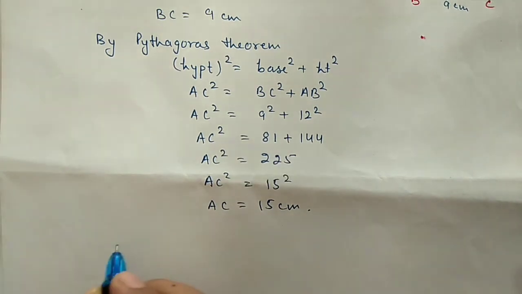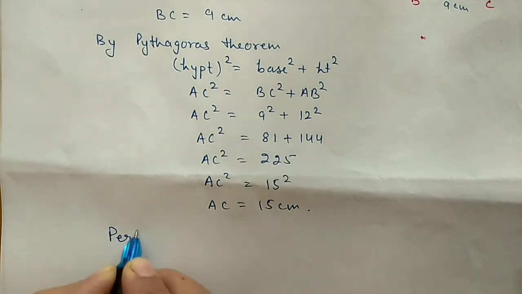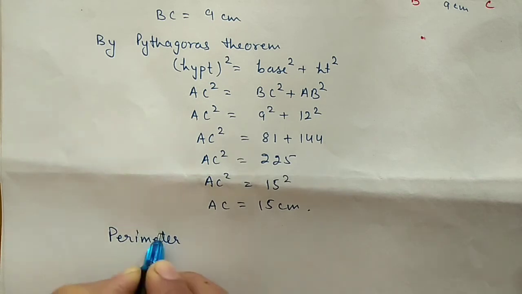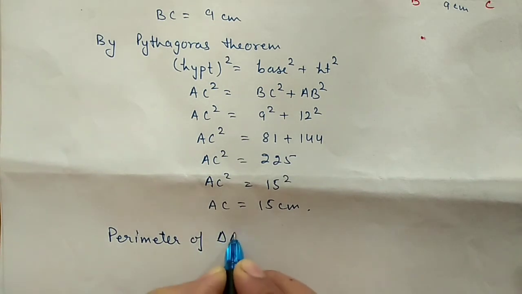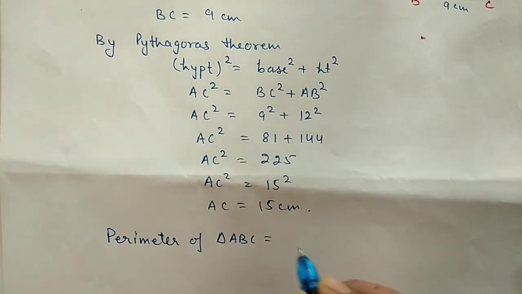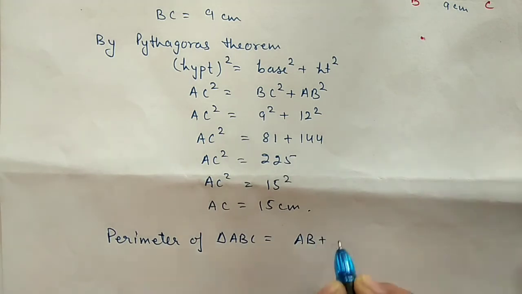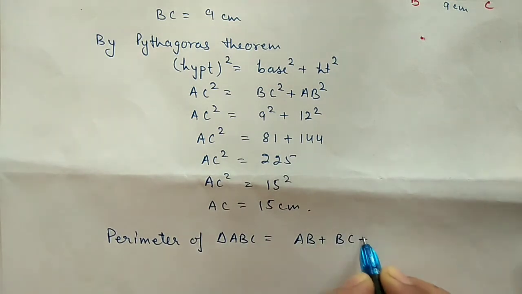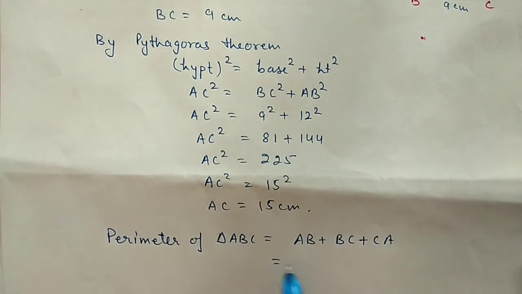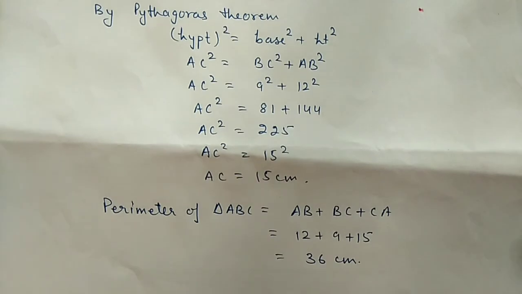Now we can find out the perimeter of the triangle. It is equal to all three sides added, AB plus BC plus CA. So AB was 12, BC 9 and CA 15 centimeter, and after adding all three sides we will get 36 centimeter, which is the perimeter of this triangle.